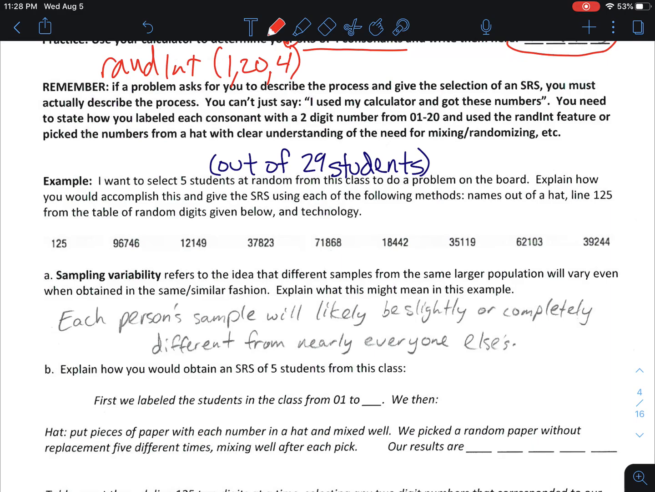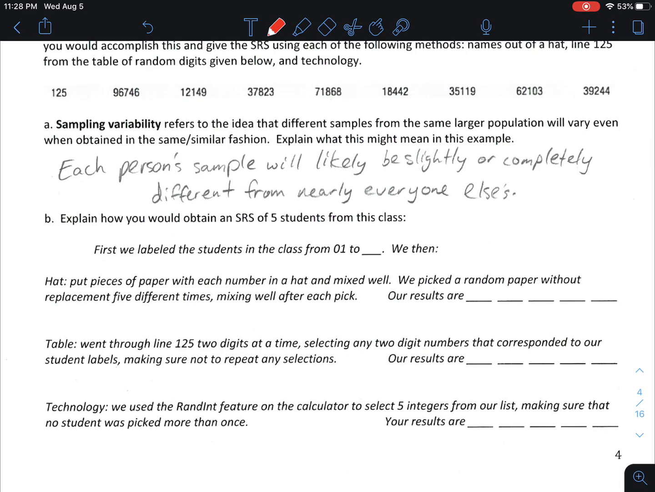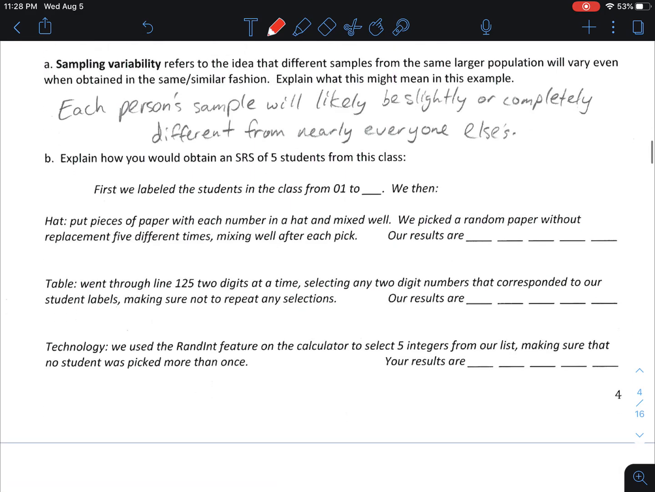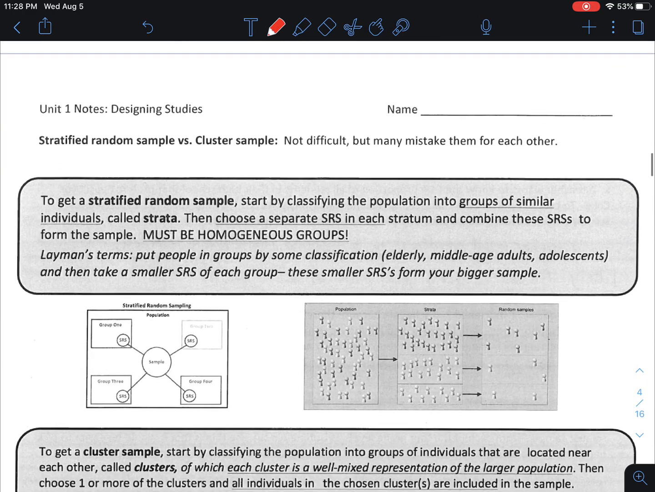We are going to talk about things later on that account for sampling variability. We're going to have margins of error and stuff like that, okay? Even when you do it the exact same way, even if you did randInt 5,000 times in a row, you're going to get 5 different numbers most of those times, okay? So each person's sample will likely be slightly or most likely completely different from everyone else's, okay? So if we were in class, we would do a little thing here, which for the purpose of doing this right now, we're not. We'll talk about that more in class, okay?